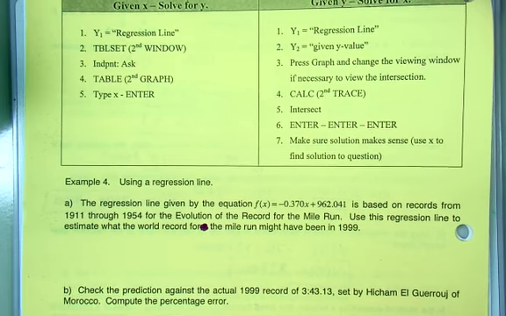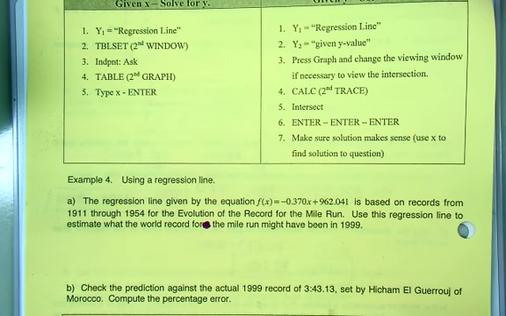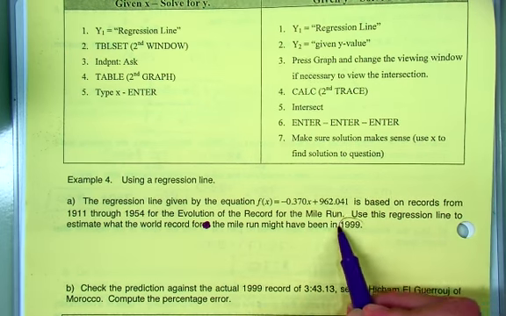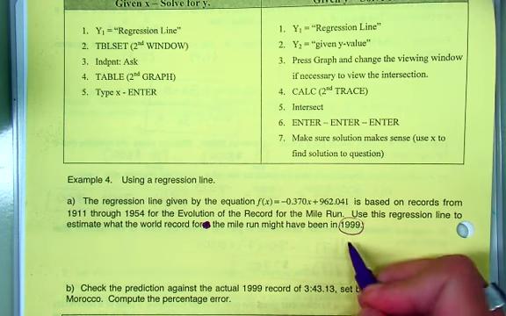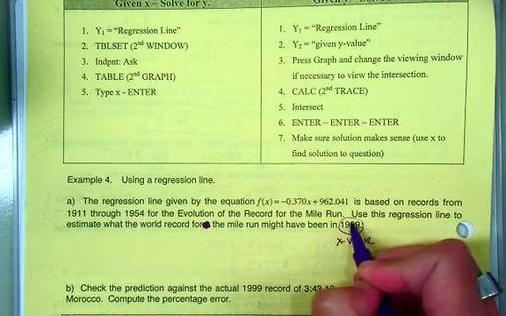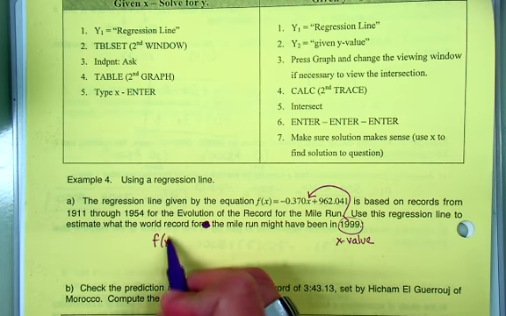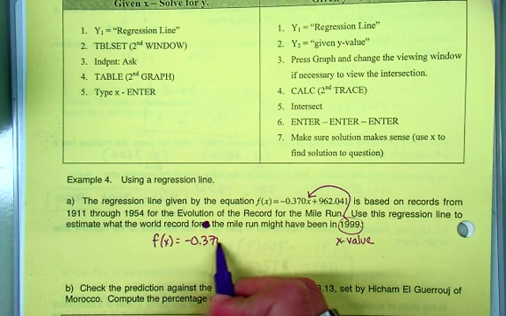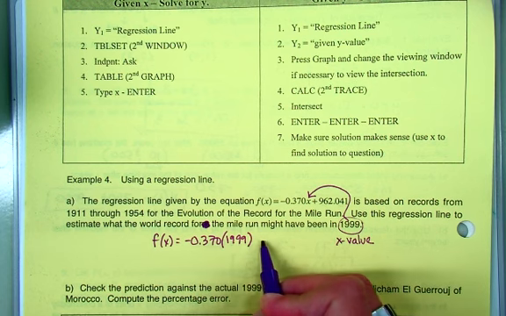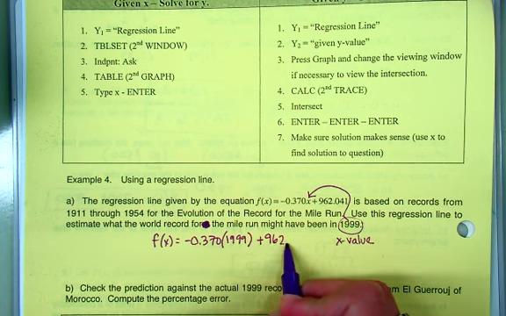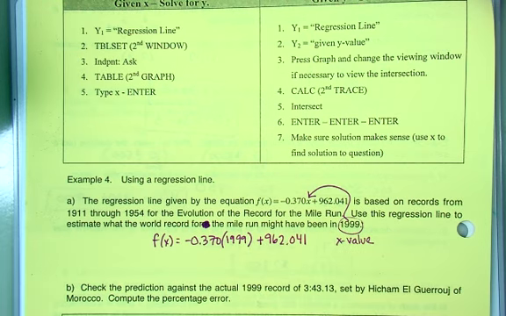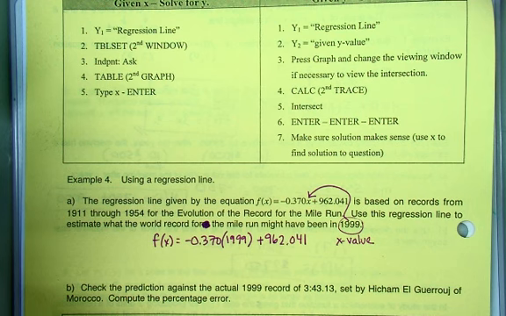Okay, so what do we want to do? We just want to use that equation, and that's our regression line. We want to take that 1999 and plug it in. So this is my x value. I'm just going to plug it in there. So f of x equals negative 0.370 times 1999 plus 962.041. And again, this is just using our regression. We just type that in the calculator.